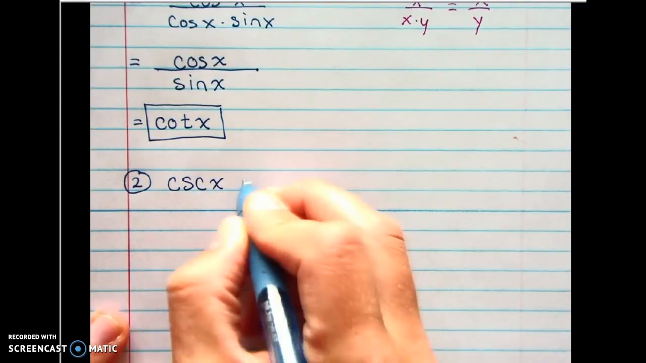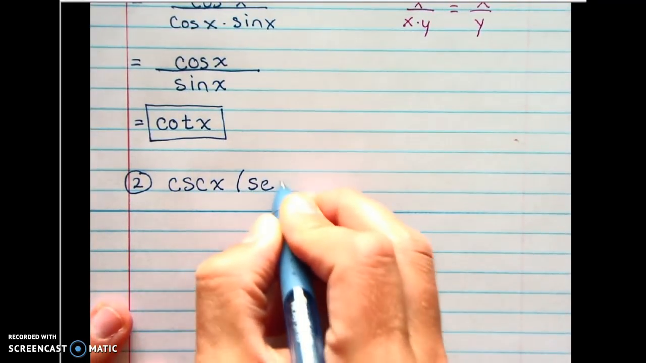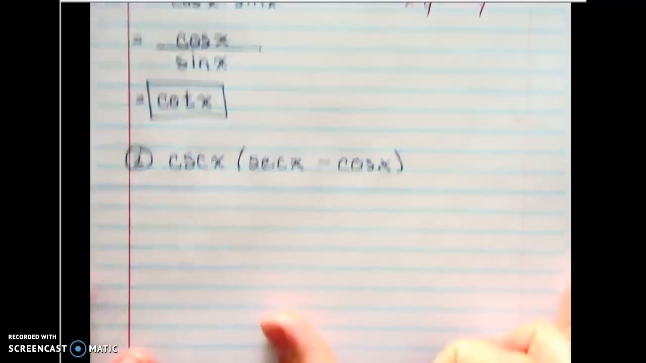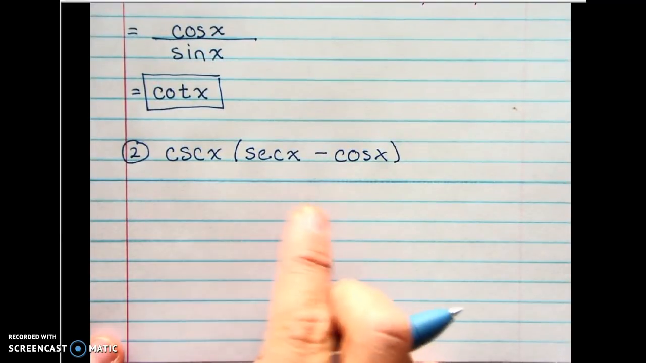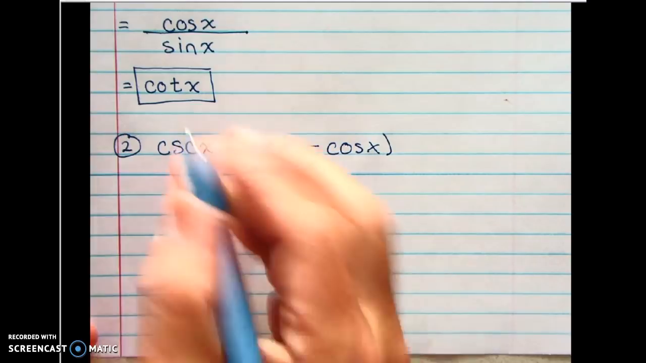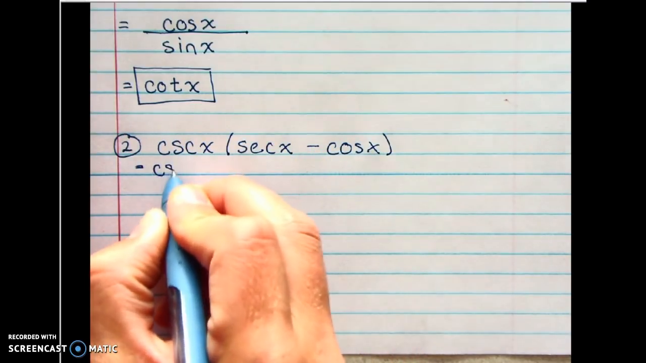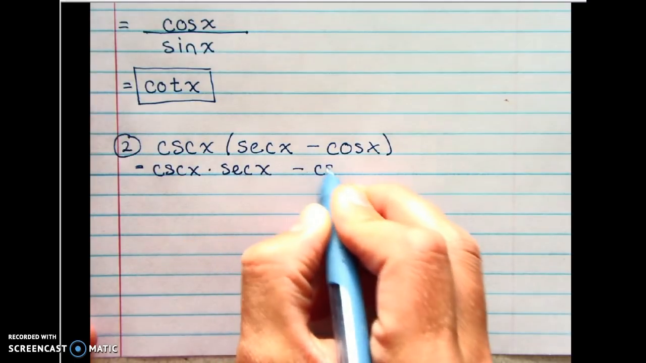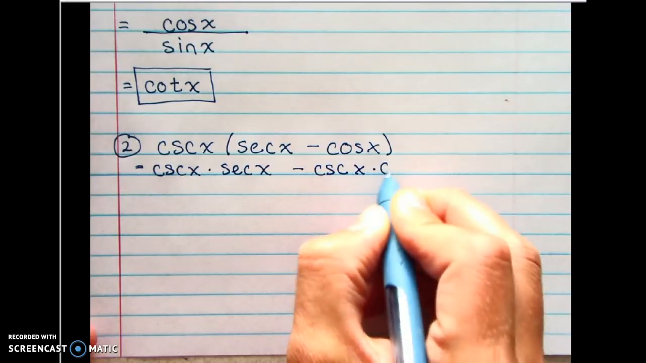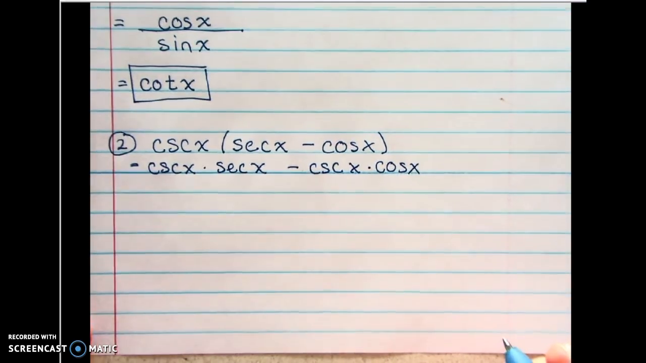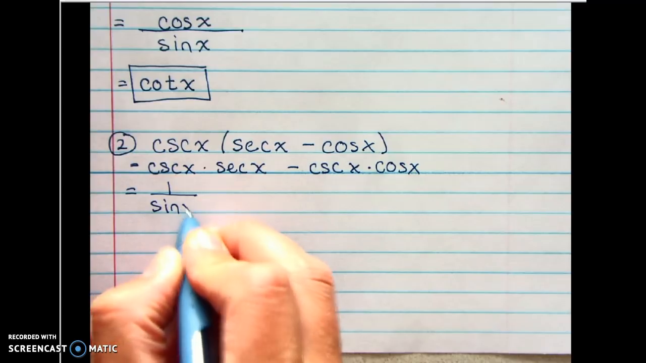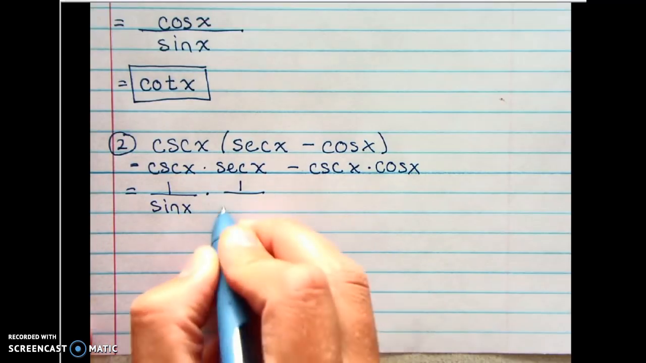Cosecant, parentheses, secant minus cosine. Now I'm wondering, should I distribute first or should I change first? I think I'm going to distribute first, okay? So let's distribute this cosecant. So we have cosecant times secant minus cosecant times cosine. Distribute first. Now let's change these into sines and cosines. Okay, what's cosecant? Cosecant is 1 over sine, and secant is 1 over cosine.